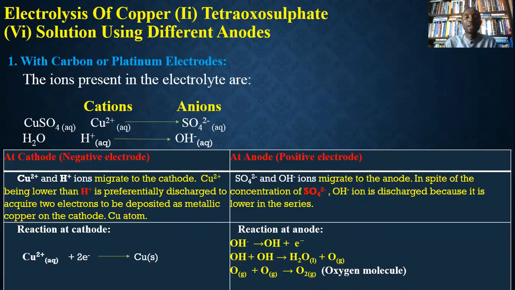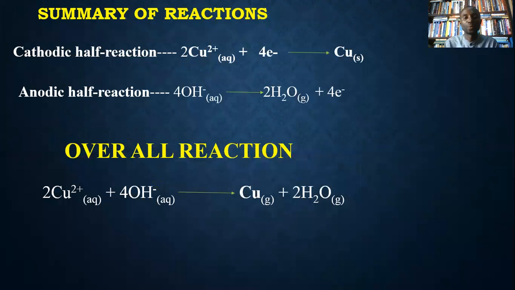Then when copper receives 2 electrons at the cathode, it becomes copper metal, or copper solid. That is when carbon or platinum electrodes are being used. But when you use a copper electrode, it is a different issue.